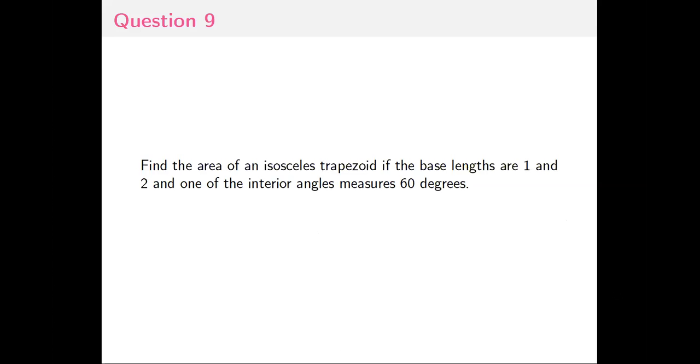Okay, next question. Find the area of an isosceles trapezoid if the base lengths are 1 and 2 and one of the interior angles measures 60 degrees. Flora, what is your answer? That is incorrect.